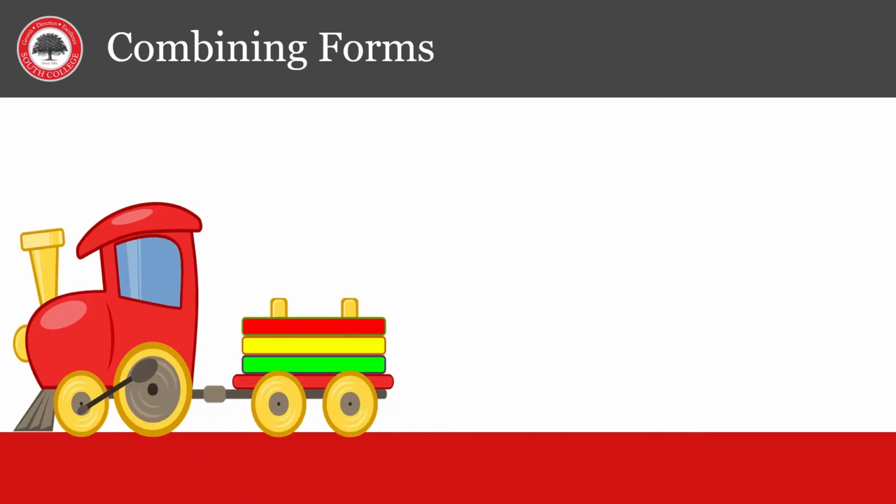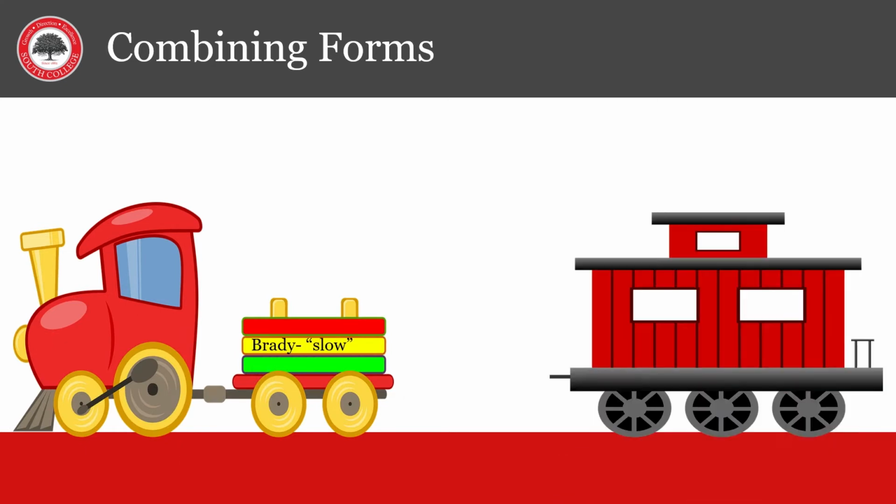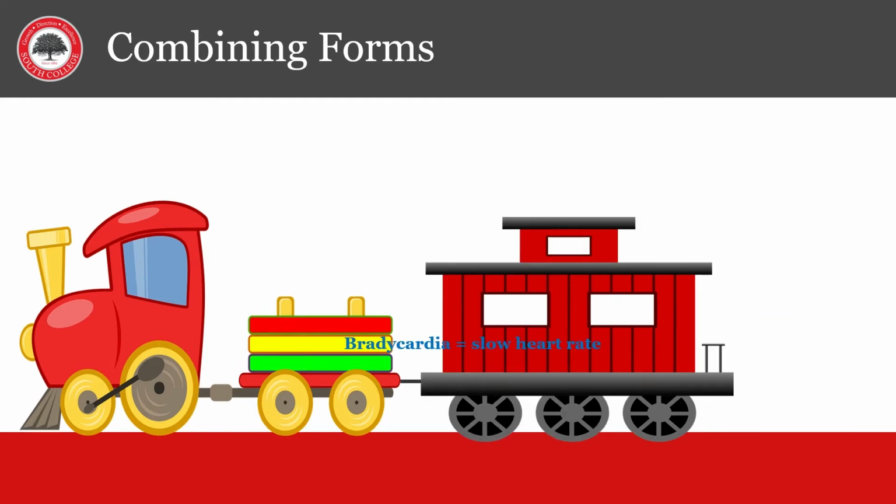Another engine has the word fragment brady, which means slow. And a car nearby has the word piece cardia, which also refers to the heart, but more to an abnormal heart. Now we will put this train together like we did the prior one. This train is together and ready to go off and has formed the word bradycardia, which means slow heart. This is a heartbeat less than 60 beats per minute and is a pathological condition.